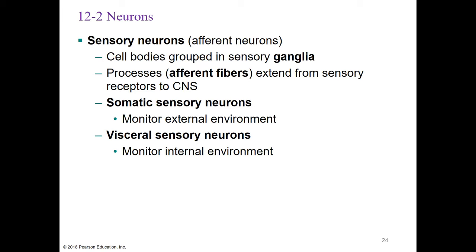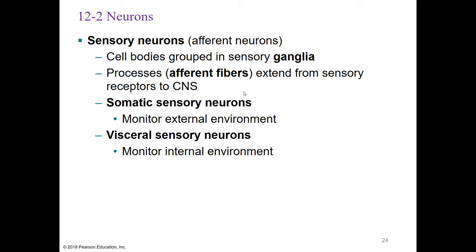Starting with sensory neurons. So sensory neurons are going to be afferent, which makes sense. These are our accessing neurons, the ones that carry information in to the central nervous system. Their cell bodies are grouped in what are called ganglia. Ganglia, the definition, is collections of neuron cell bodies in the peripheral nervous system. The processes or afferent fibers extend from sensory receptors to the central nervous system. So again, we're picking up on sensations and we're carrying that information into the central nervous system.